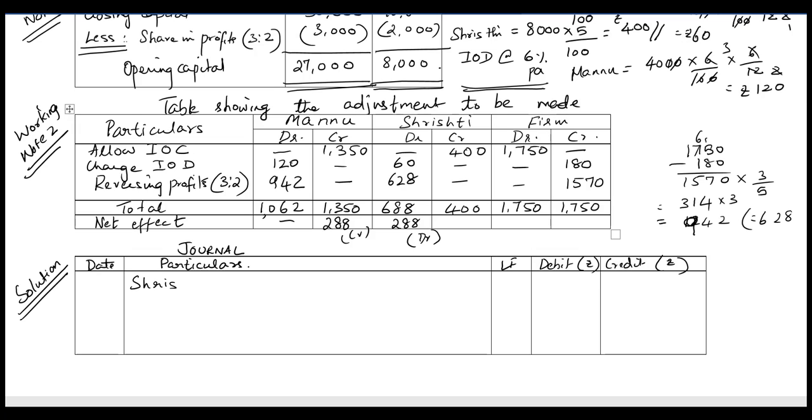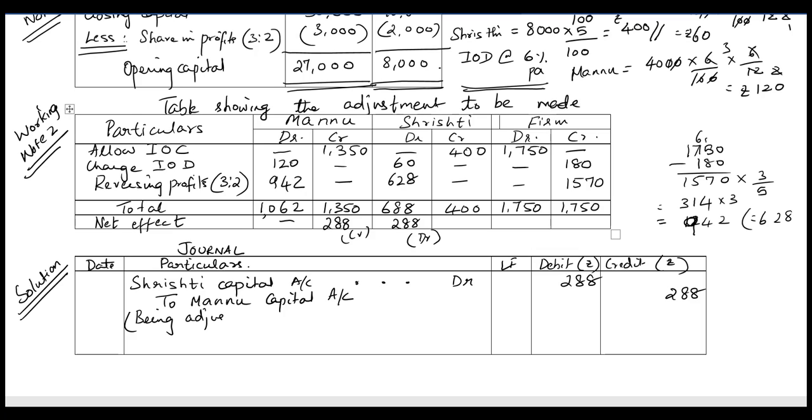Shrishti's capital account, debit 288, to Manu capital account 288, being adjustment entry passed to rectify the error.